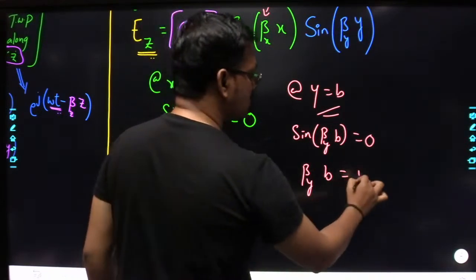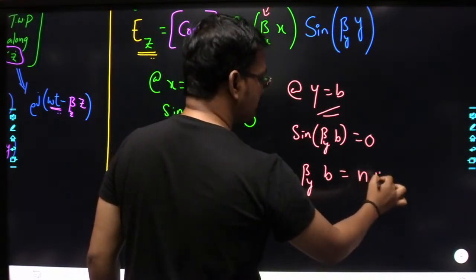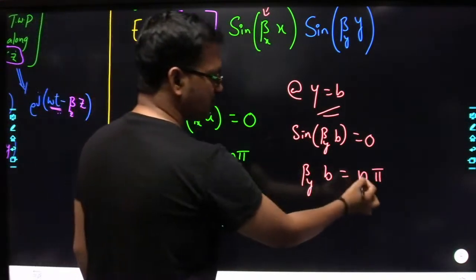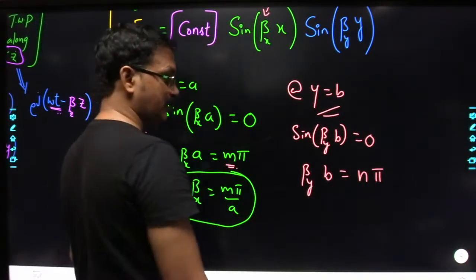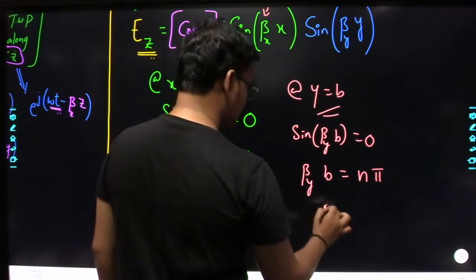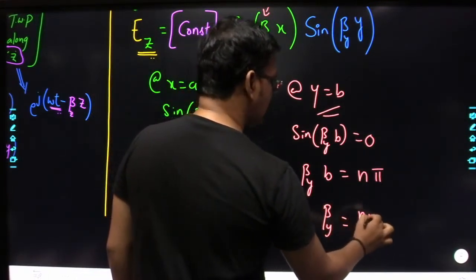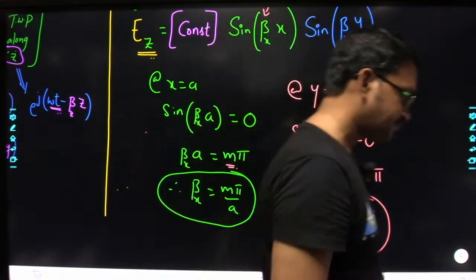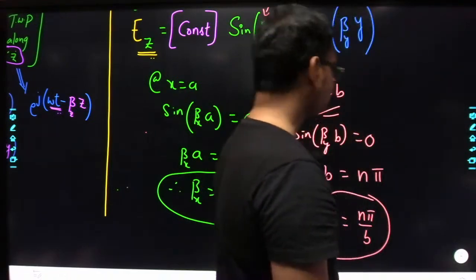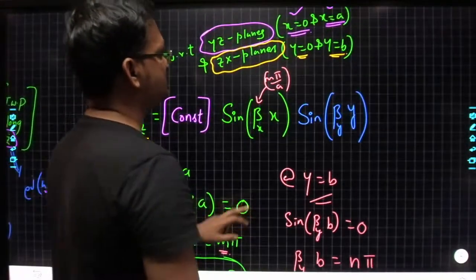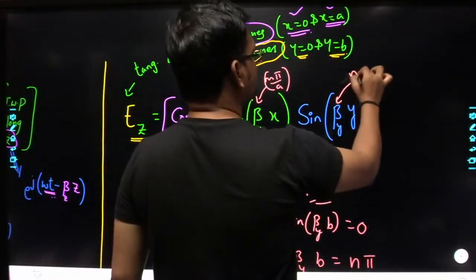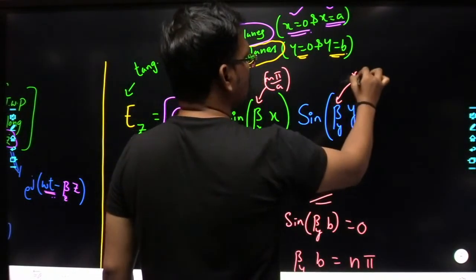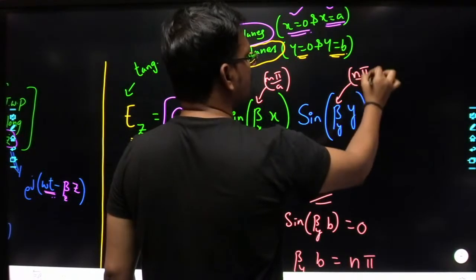integral multiples of pi. Now that integer I am representing with n here, since I represented the integer with m earlier, so here I am going to represent the integer with respect to n. So beta y is equivalent to n pi by b. Just replace beta y with n pi by b, right?